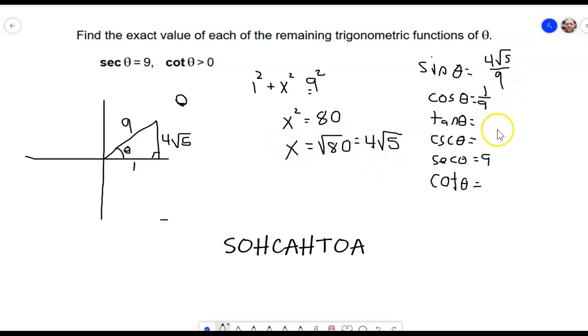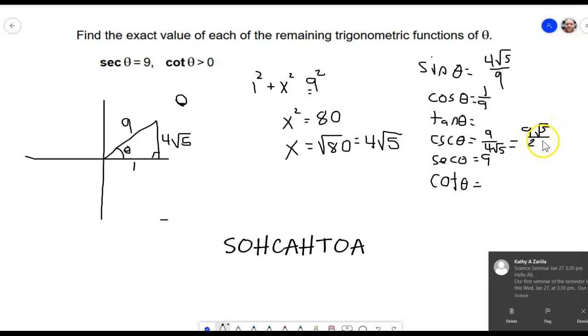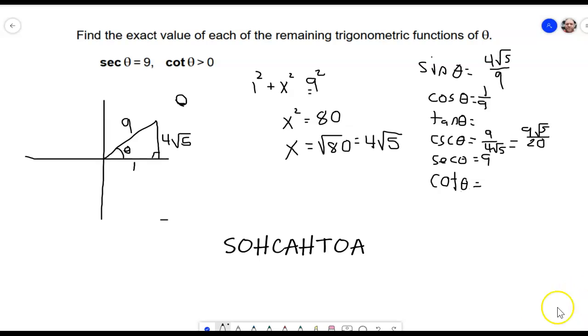That means the cosecant is going to be just the reciprocal of that. So 9 over 4 times the square root of 5, which we can multiply both the top and the bottom by the square root of 5 to rationalize the denominator. So that'll be 9 times the square root of 5 over 4 times 5, which is 20. So that is sine and cosecant.